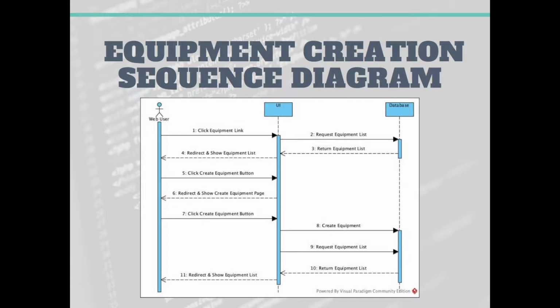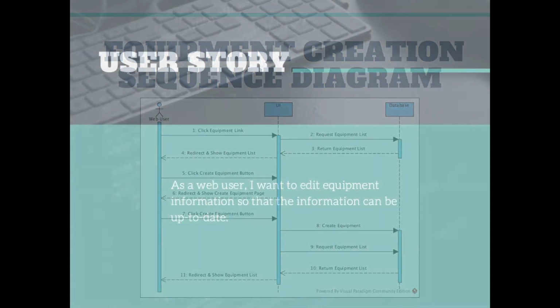Next, the user will click on the Create Equipment button. They are redirected and shown the Create Equipment page. Once they fill in the proper things, they'll click on the Create Equipment button. The equipment will be created within the database. A request will be sent to the database for the updated equipment list. That will be returned, and the user is redirected and shown the equipment list.